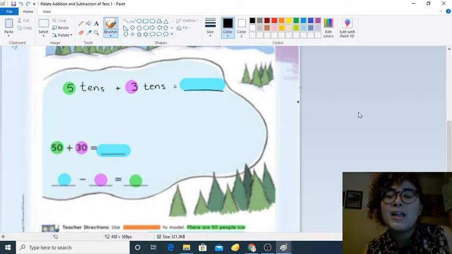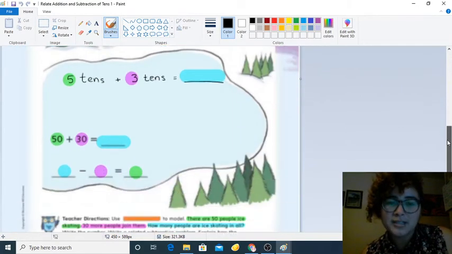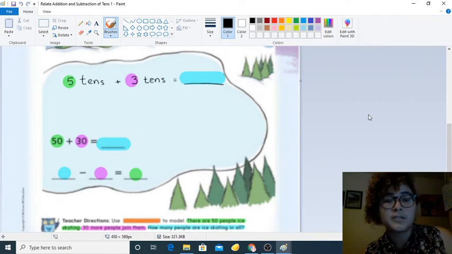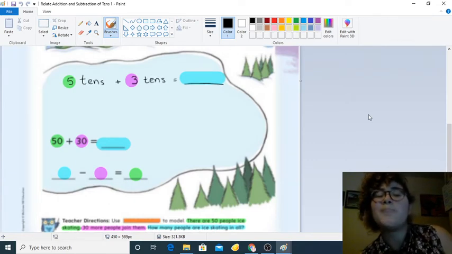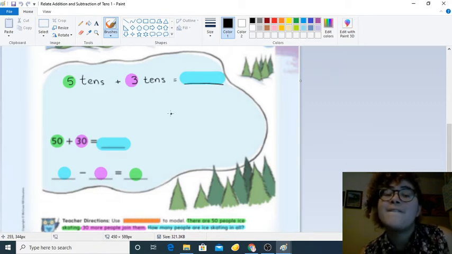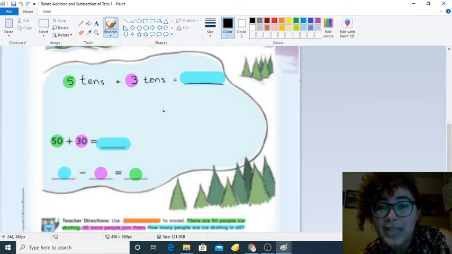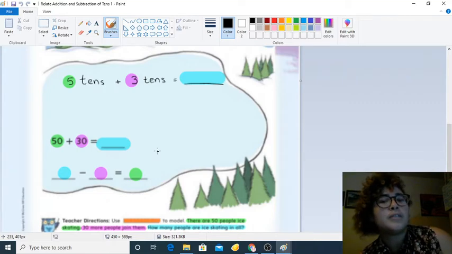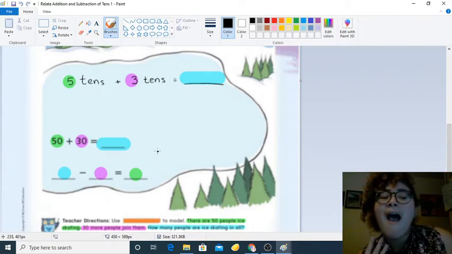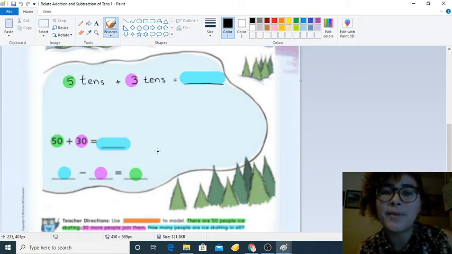So to relate addition and subtraction of tens, we need to figure out some things first. We need to figure out the facts with the numbers that we are given. To help us out, we have a small story where 50 ice skaters are skating on a frozen lake. 30 more people come to skate on the frozen lake. So it asks how much is 50 people plus 30 more. How much is it in all? How many people in all?